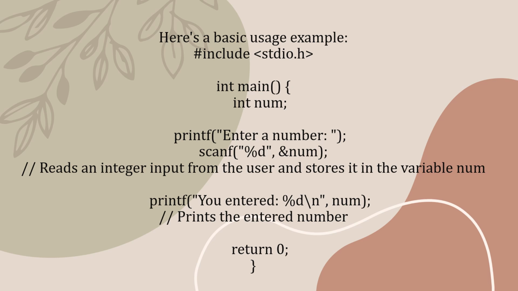work. In this example, the program prompts the user to enter a number. The scanf function is then used to read the number that the user enters. And the & operator is used to pass the address of the num variable to the scanf function. This tells the scanf function where to store the number that the user enters. The printf function is then used to print the number that the user entered.